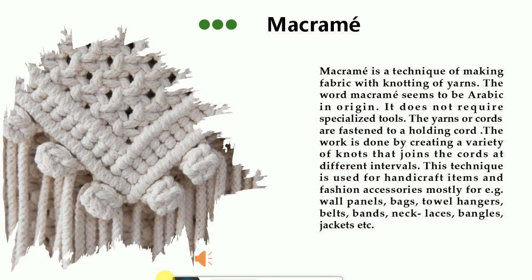Macrame is a technique of making fabric with knotting of yarns. The word macrame seems to be Arabic in origin. It does not require specialized tools. The yarns or cords are fastened to a holding cord. The work is done by creating a variety of knots that join the cords at different intervals. This technique is used for handicraft items and fashion accessories, mostly for example wall panels, bags, towel hangers, belts, bands, necklaces, bangles, jackets, etc.